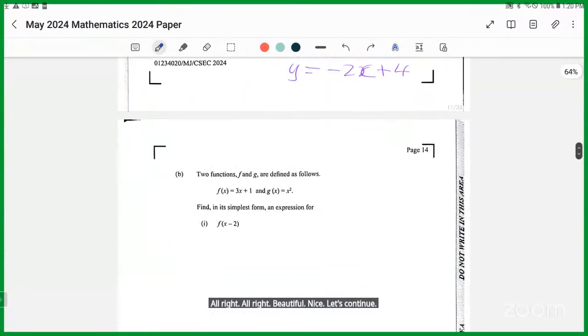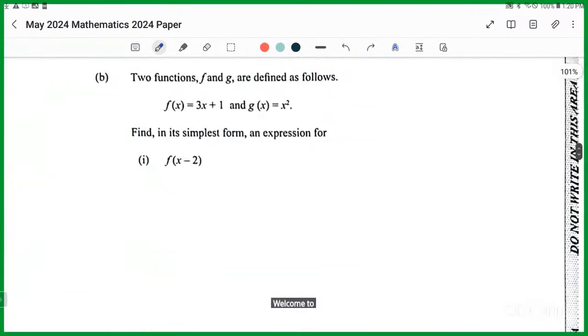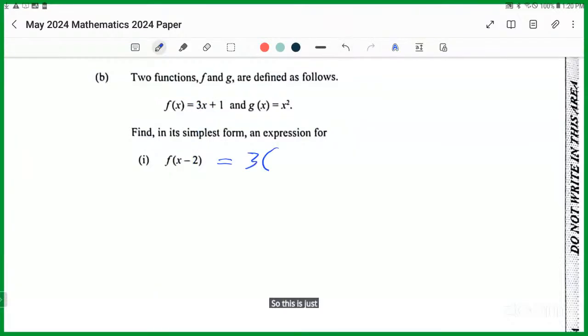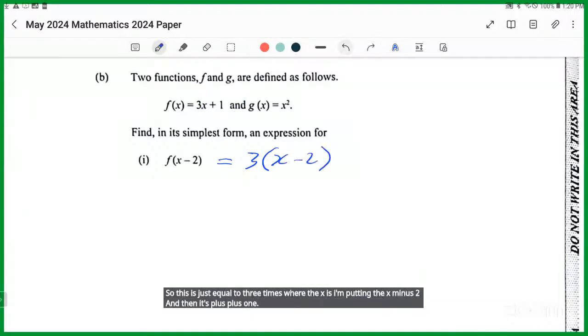Now come to functions. That's a functions question. All right. This is f of x. This is g of x. That's a square. All it means is that in this function, we're going to change this to x minus 2. That's all. Now we have a value there. We're going to put a function. Make the same substitution. No problem. So this is just equal to 3 times, where the x is I'm putting the x minus 2, and then this plus 1. That is it.